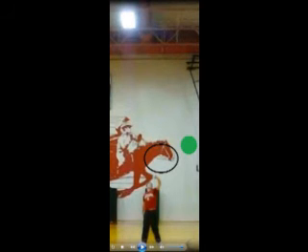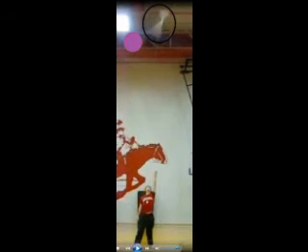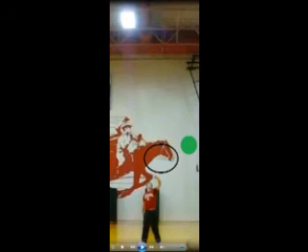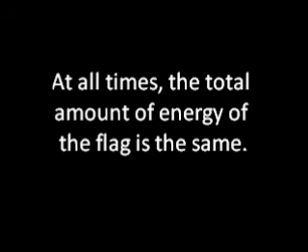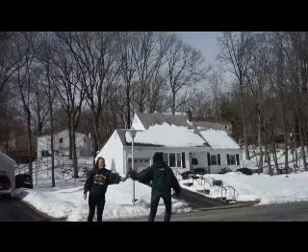A flag being tossed into the air has both kinetic and potential energy. When a flag is thrown straight up, it has all potential energy at its maximum height. As it descends, gravitational potential energy is transformed into kinetic energy. At all times, the total amount of energy stays the same, neglecting air resistance.